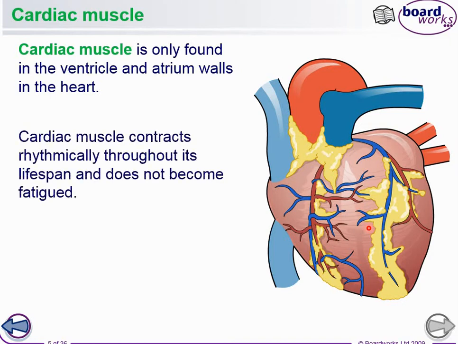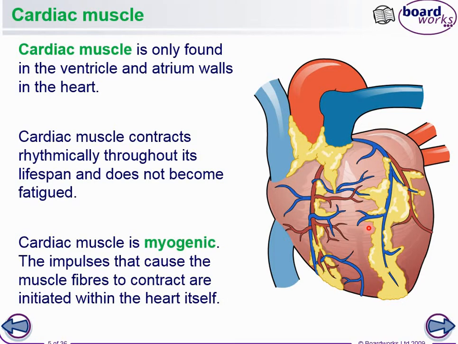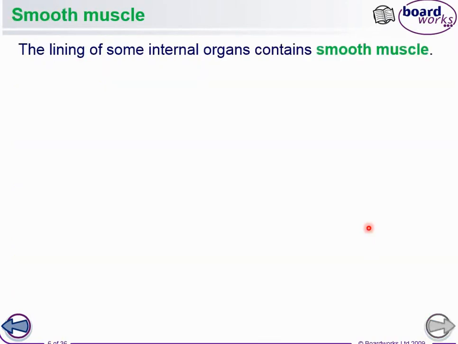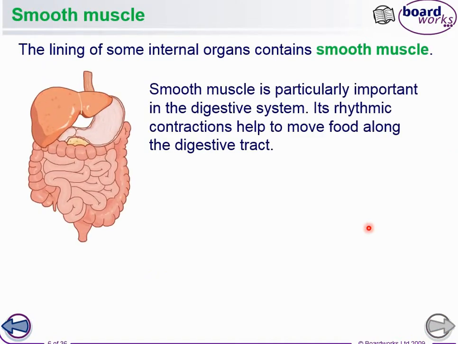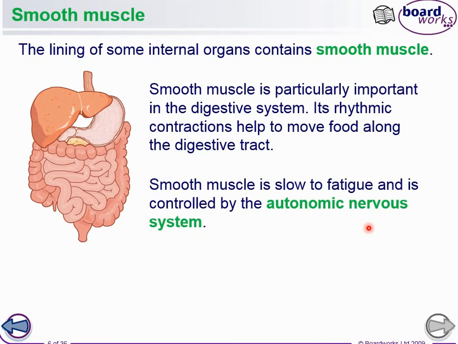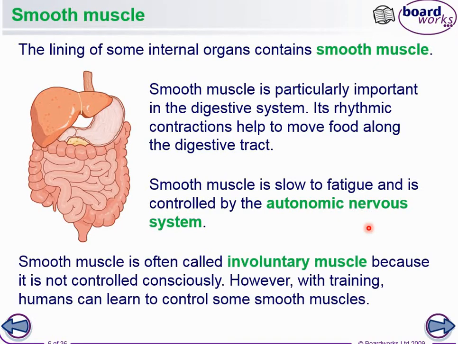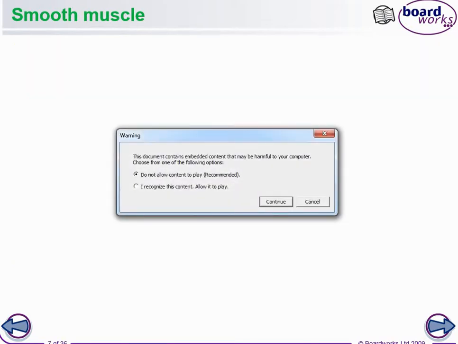Cardiac: rhythmically, lifespan, fatigue, myogenic, causes this impulse. Small intestines, uterus, iris, things like that. Smooth, autonomic, so again you tend not to be able to control your small intestines or uterus, they literally have a mind of their own. Smooth muscle, often involuntary because not controlled consciously.